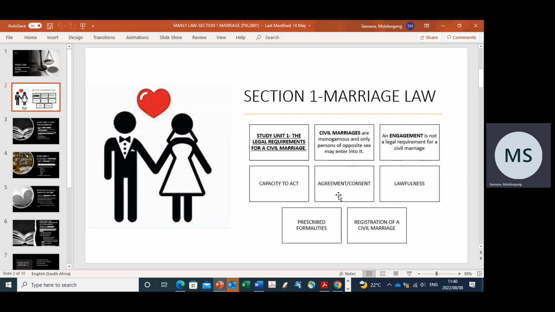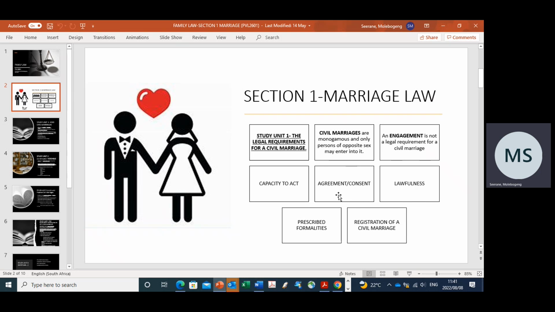So now we move to the third requirement of a civil marriage, which is lawfulness. The civil marriage must be lawful. Note that unlawful civil marriages are void, based on relationships either through consanguinity, which is the blood relationship, and affinity, which is a relationship by marriage. I'm going to try to break it down so that you have a clear understanding of what consanguinity is and what affinity is.